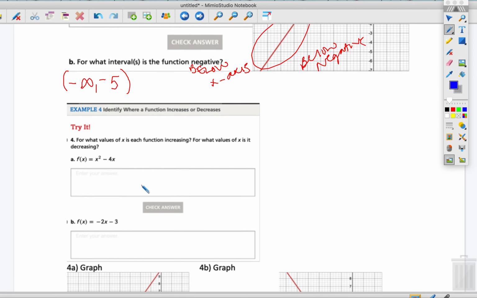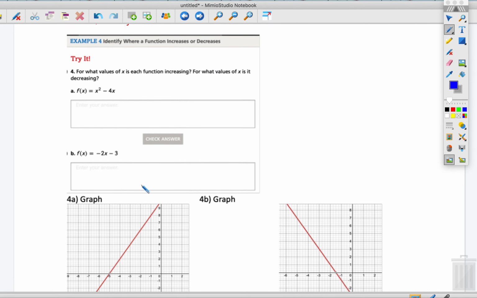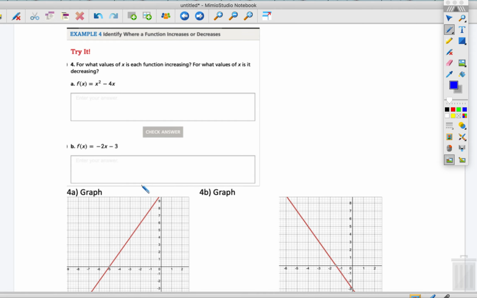Let's look at example number 4. Excuse me. So where is the graph increasing and decreasing? Increasing is talking about rising. And again, we're only going to look at the x values. Decreasing refers to where the graph is falling.